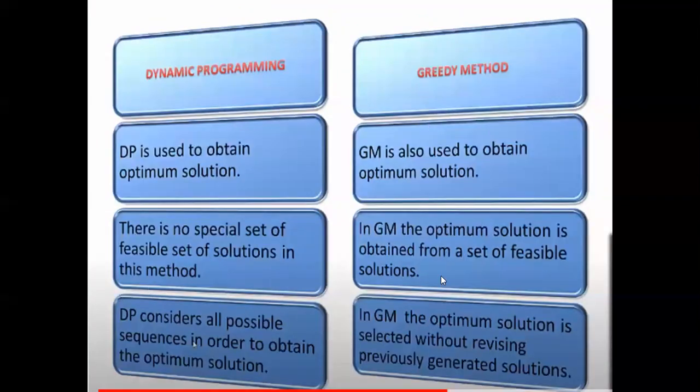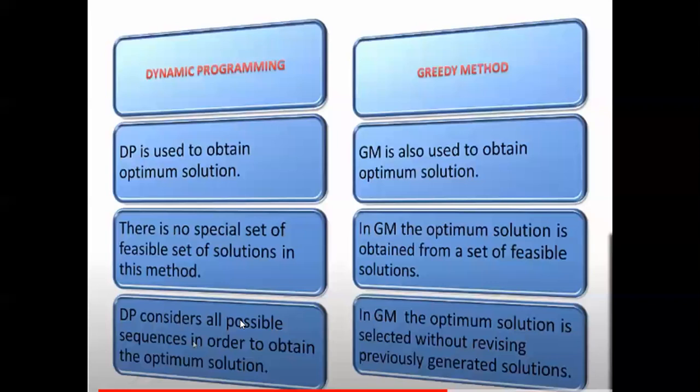Next, in the greedy method, we consider only a single sequence of decisions. The optimal solution is selected without revisiting the previously generated solutions. That means you obtain the optimal solution with only a single sequence of decisions: first calculate the nearest vertex, then the next nearest vertex, and so on. But in dynamic programming, you consider all possible sequences in order to obtain the optimal solution.